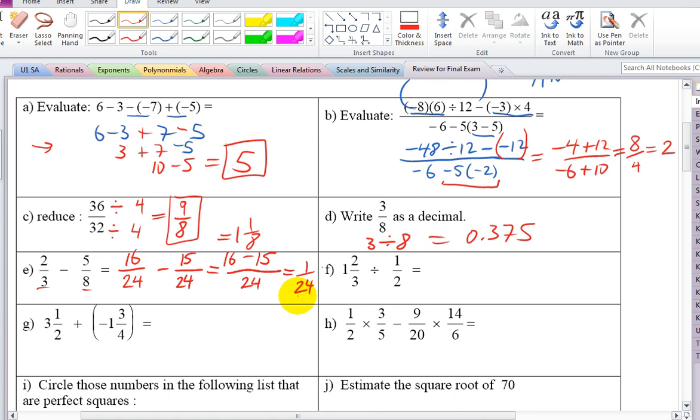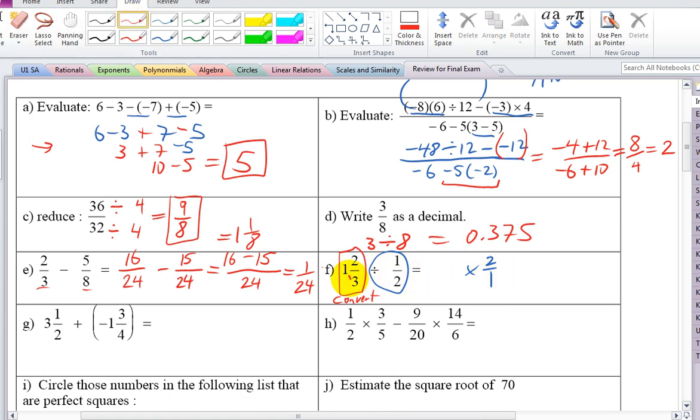Next one, 1 2/3 divided by 1/2. You must convert this one first of all. You always have to convert that. Okay. And then you have to flip the second part. So it's going to be times 2 over 1. Only flip the second fraction.